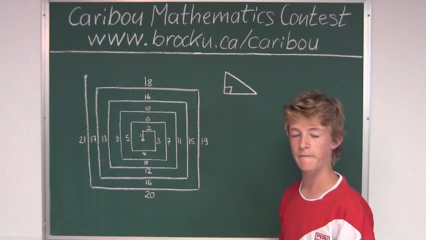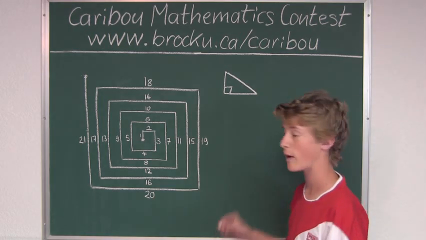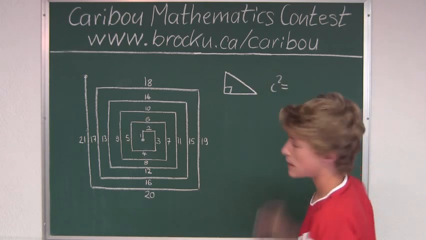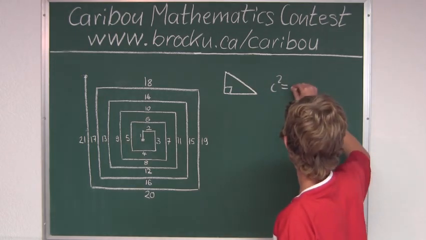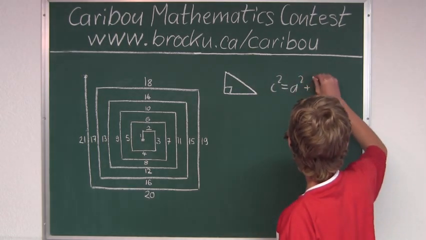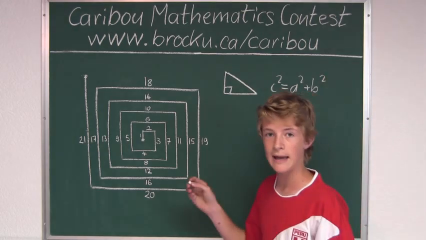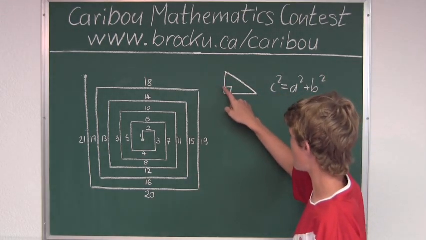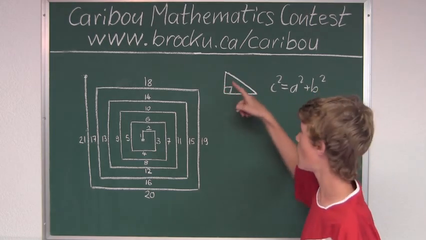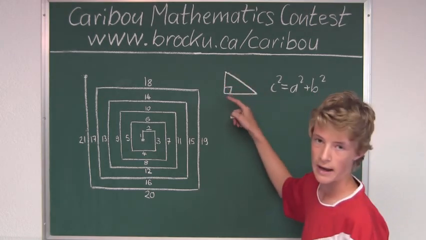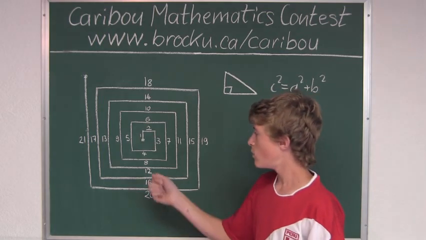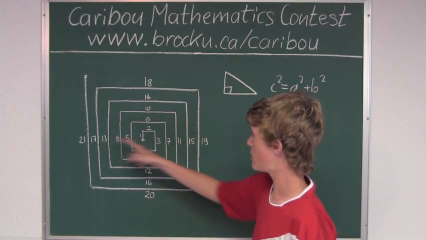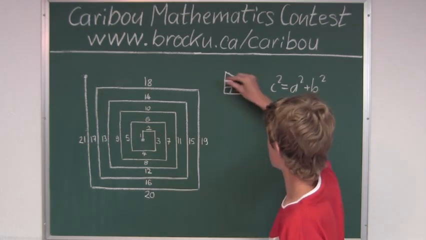So, the theorem of Pythagoras states that c squared equals a squared plus b squared, where a and b are the lines adjacent to the right angle, and C is the longer line opposite to the right angle. So the right triangle here will be there, there, and there.